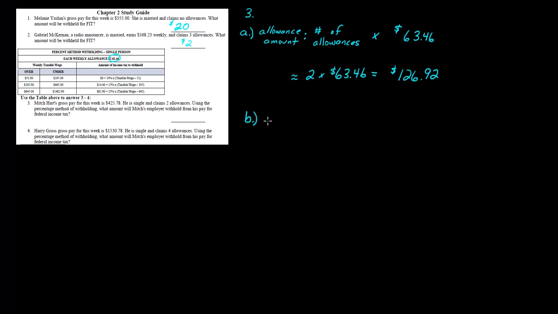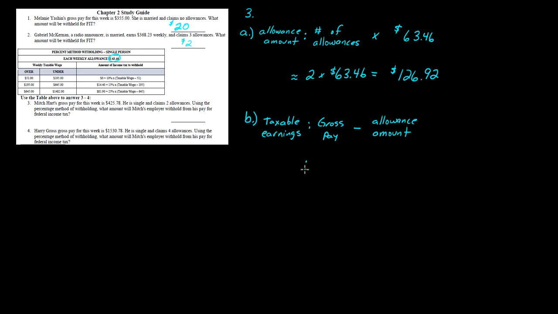the amount of taxable earnings. So the taxable earnings, you'll remember, that is our gross pay. And then we subtract from that our allowance amount. Another term for that would be the deductions.